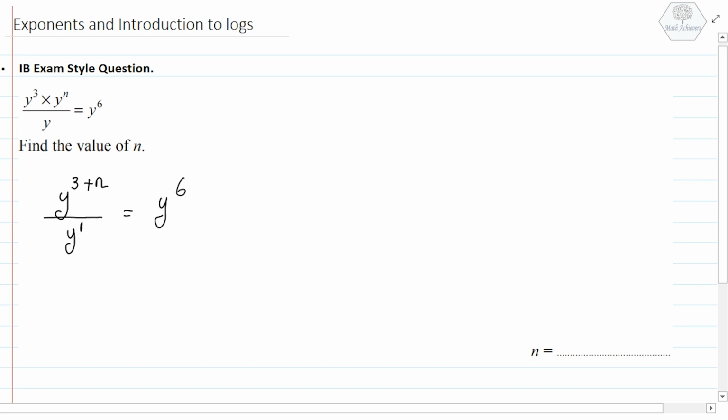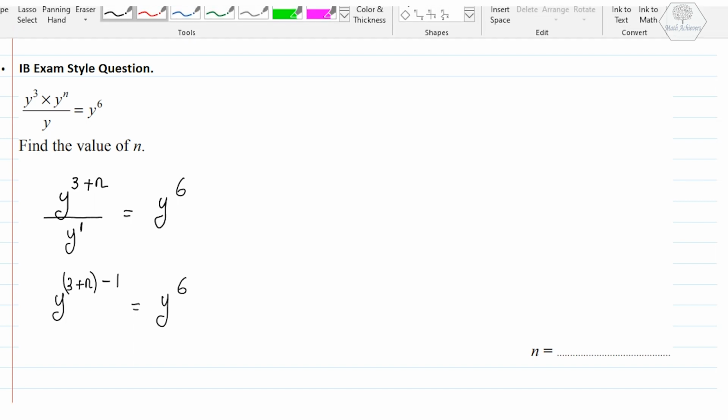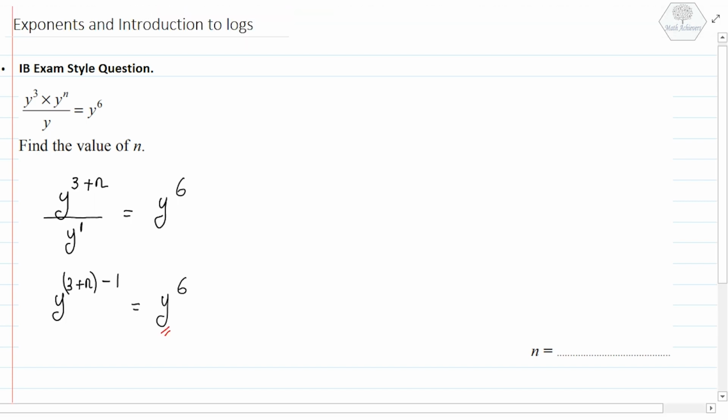So this becomes y to the power of 3 plus n, all of it minus 1, will be equal to y to the power of 6. Now, since the bases are equal, the powers must be equal as well. So we'll be having 3 plus n minus 1 is equal to 6.